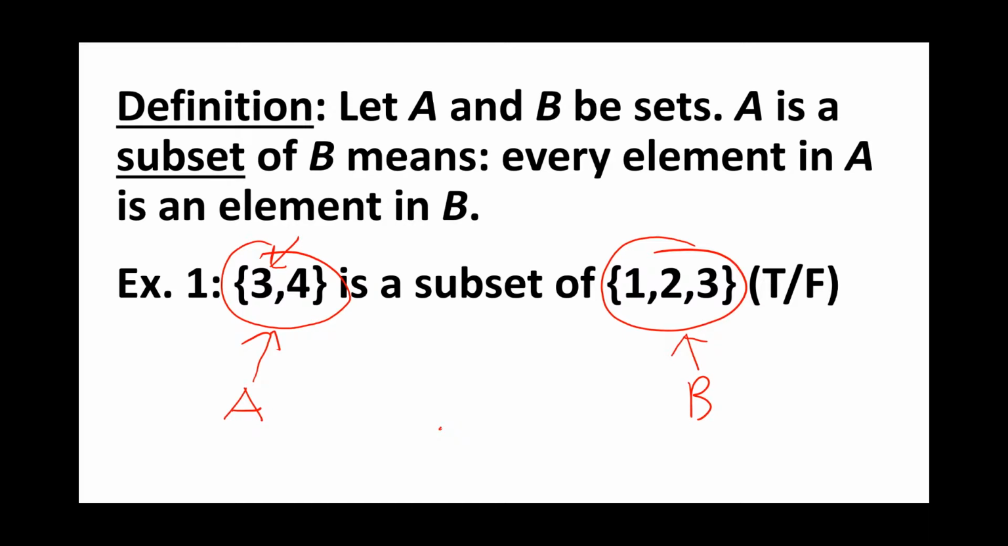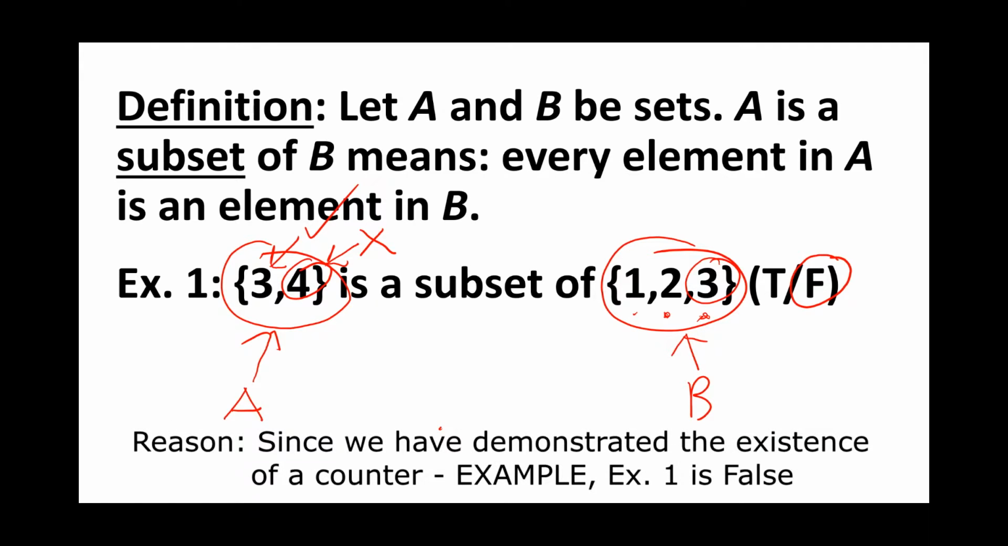We have to see, since 3 is in A, if 3 is in B. And it actually is. So we can put a little check mark here. Now let's look at the element 4. So the element 4 is actually not in set B. So this means that the answer to this true-false question is actually false. And let me give you the reason. Since we have demonstrated the existence of a counterexample, example 1 is false. Now, what is this counterexample? This counterexample is the element 4.